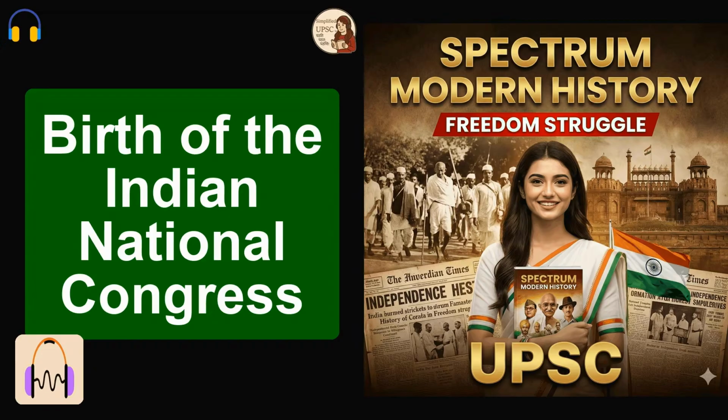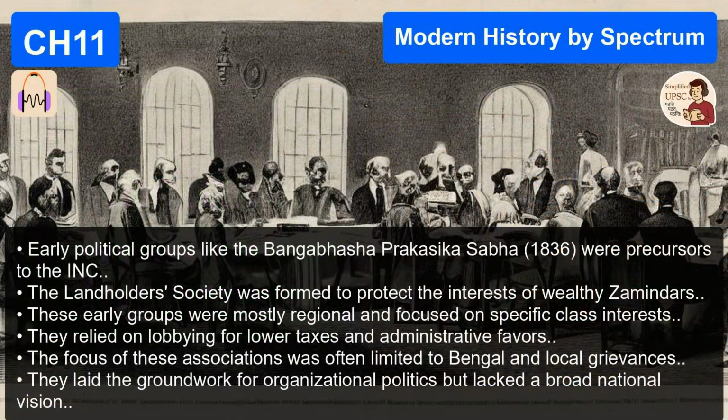Let's do it. Set the stage for us. Because we always hear about 1885 being this magical year where the Congress is just suddenly born. Right, like it just dropped out of the sky. Exactly. But things don't just pop out of a vacuum. What does the political landscape actually look like before 1885? That is exactly the right question to ask. If you think Congress just appeared out of nowhere, you miss the entire evolutionary process of Indian politics.